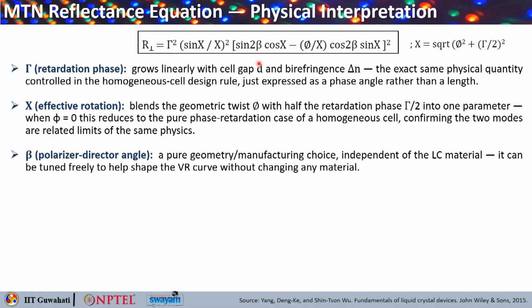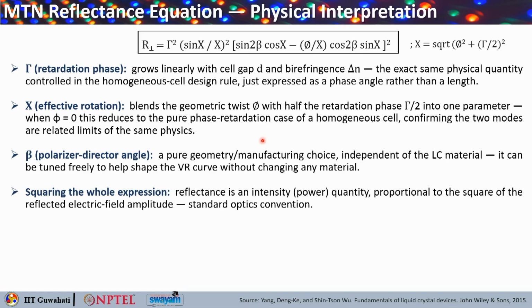Beta is the polarizer director angle. So, a pure geometry or manufacturing choice. It is independent of the liquid crystal material, and it can be freely tuned to help shape the VR curve without changing any material.